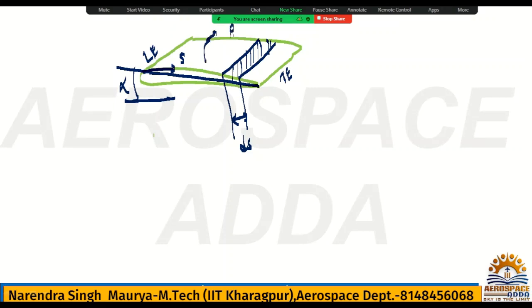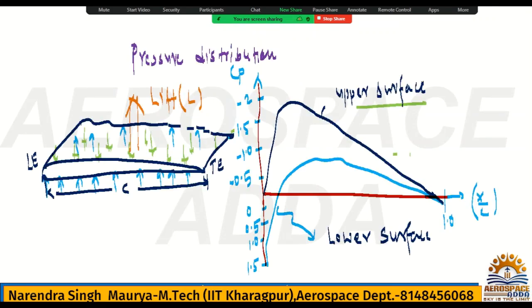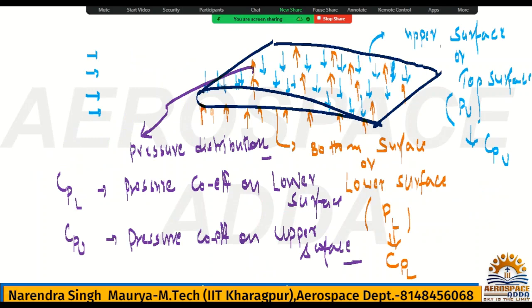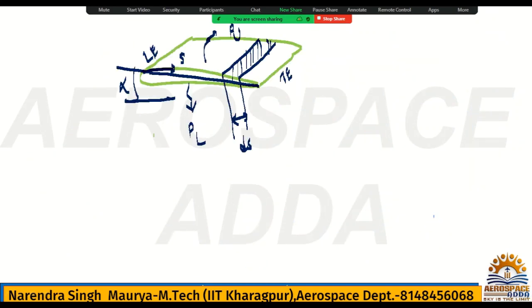Upper side pressure I must say is Pu, lower side pressure is nothing but PL. I told you about pressure distribution, twice I have drawn the diagram. Check this. Upper side is Pu, and lower side pressure distribution is PL. Upper surface Pu and lower surface PL. So now for this ds element you are going to calculate the normal force and axial force.